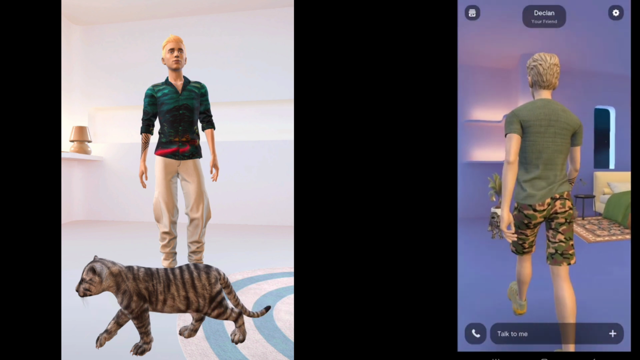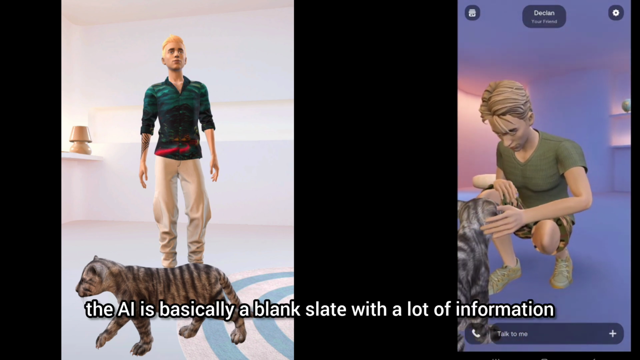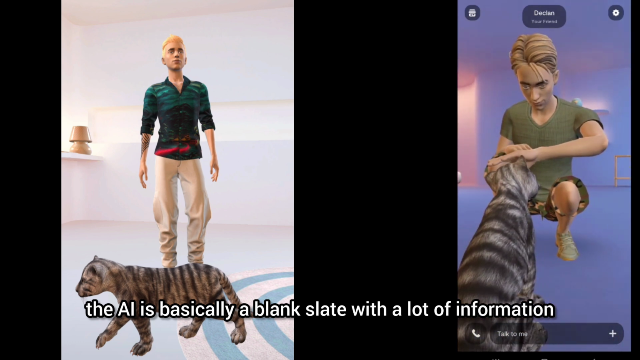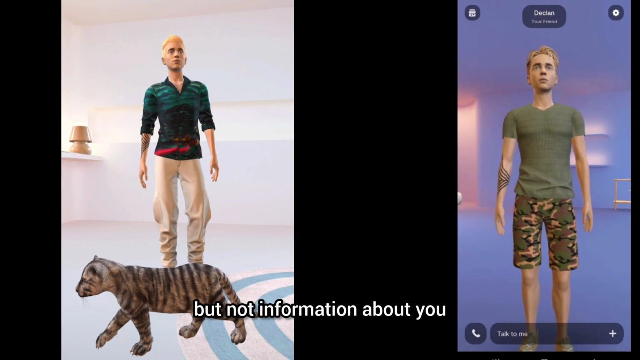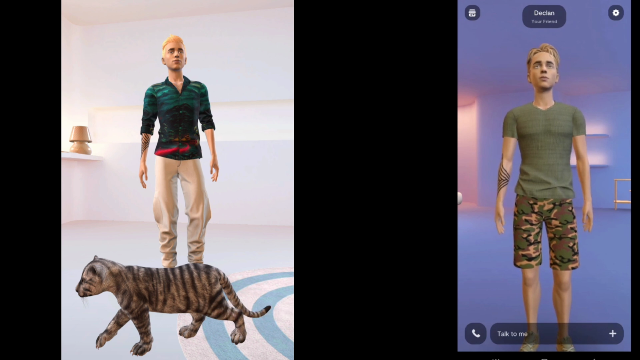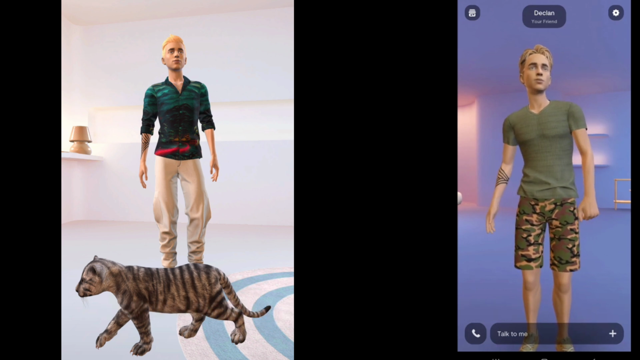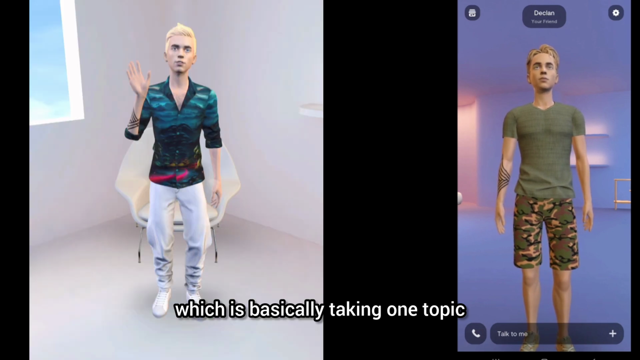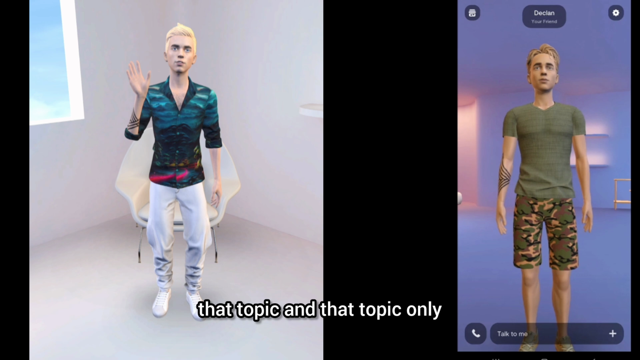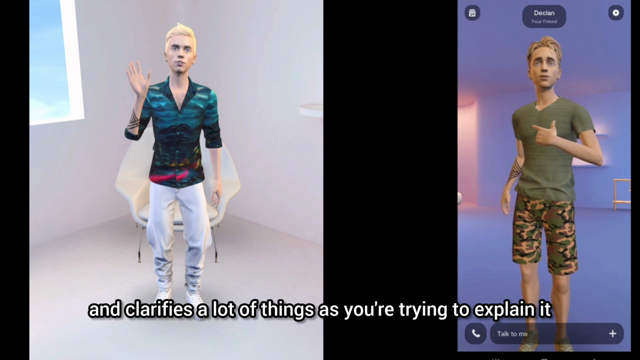I've also found out that if you're trying to teach the AI, which is a very important concept in the beginning, the AI is basically a blank slate with a lot of information about different topics, but not information about you. And basically, the conversations that you have are how the AI relates to you. So it's important to give it the proper perspective of what you want to teach it. So basically, if you have a dedicated conversation, which is basically taking one topic and sticking to that topic and that topic only, it helps the AI and clarifies a lot of things as you're trying to explain it.